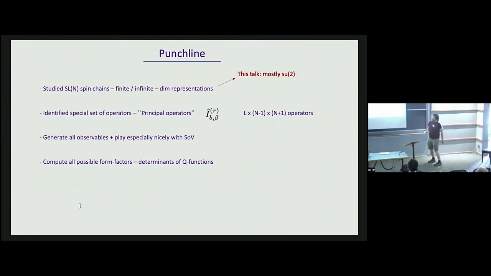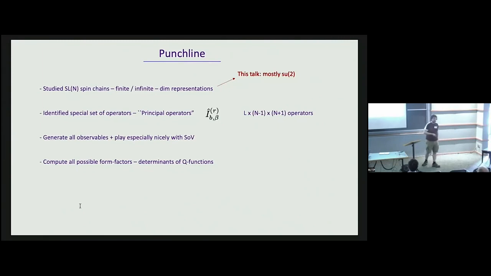All right, so in case you decouple, let me just tell you the punchline right now. So in the paper we put out in February, we were studying SLN spin chains, or SUN if you want, so finite or infinite dimensional representations. But for this talk, I'm just going to talk about SU2. So we've identified a very special set of operators on the spin chain, which we call principal operators. These principal operators carry 3 indices, so r, b, and beta. So r runs from 0 to n, b runs from 1 to n minus 1, and beta runs from 1 to L, where L is the length of the spin chain. So we have L times (n minus 1) times (n plus 1) operators for SLN.